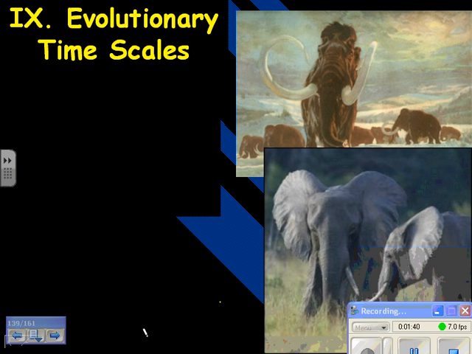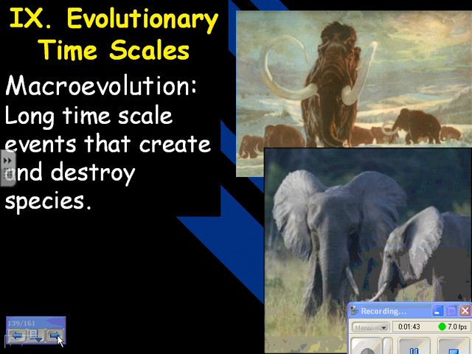Okay, evolutionary timescales. These can be large or small. So we're going to look at two of them. One is macroevolution. These are long-term timescales, and these are events that create and destroy species.